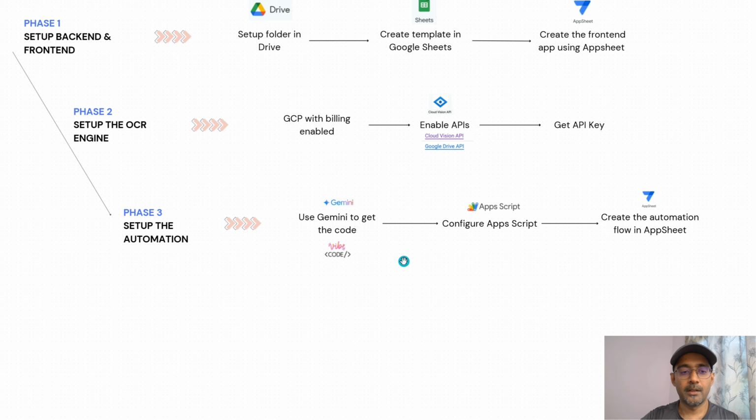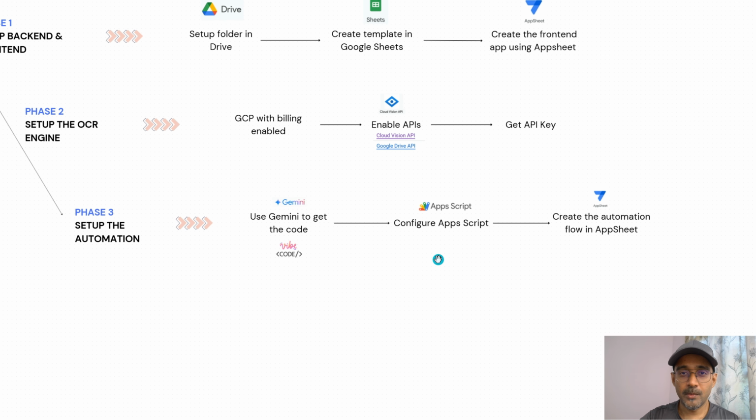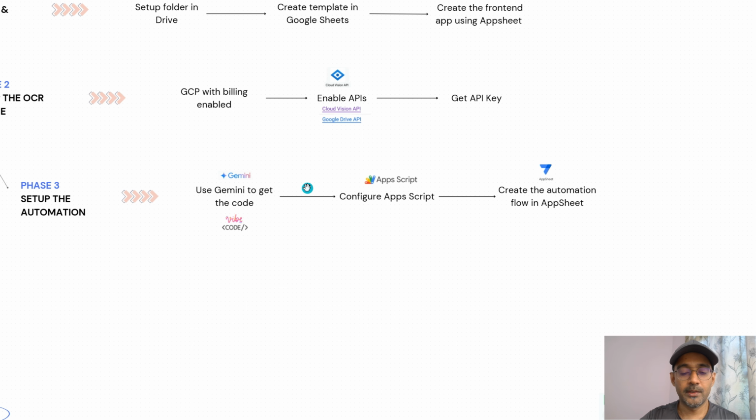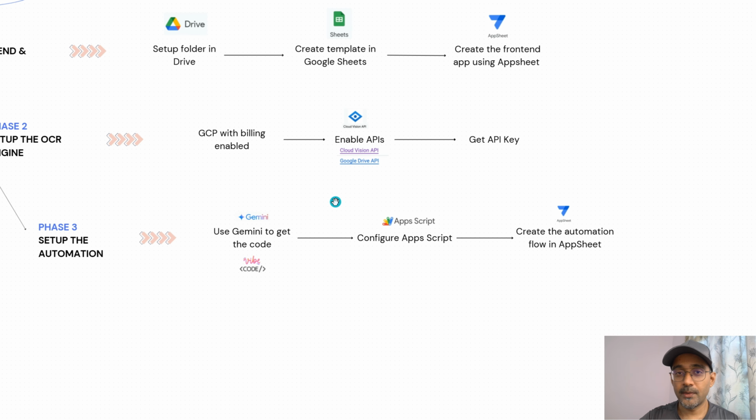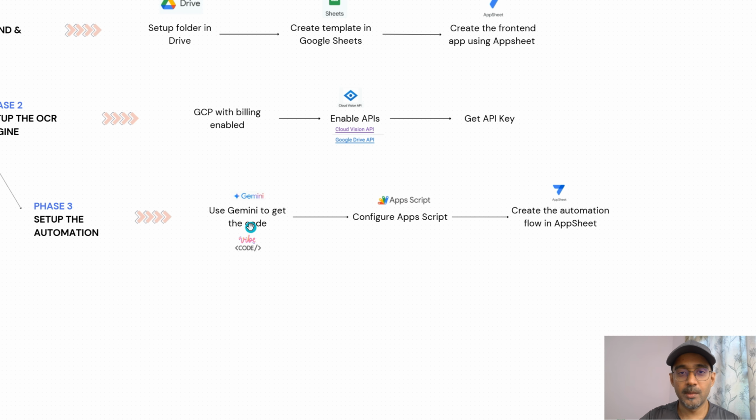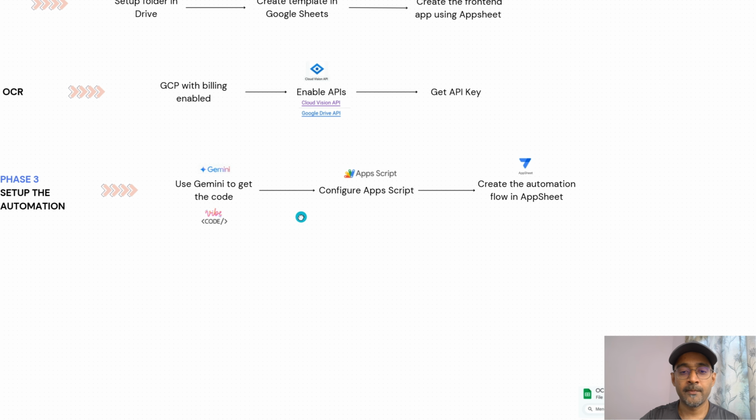Now let's look at the last phase, phase 3, how to set up the automation. This is probably the most complicated but also the most interesting part, because this is where we can play with Google Gemini to do vibe coding. In my case I didn't know how to code, so I used Gemini to come up with the entire code stack. And if you have no coding experience as well, you can use the exact same method.